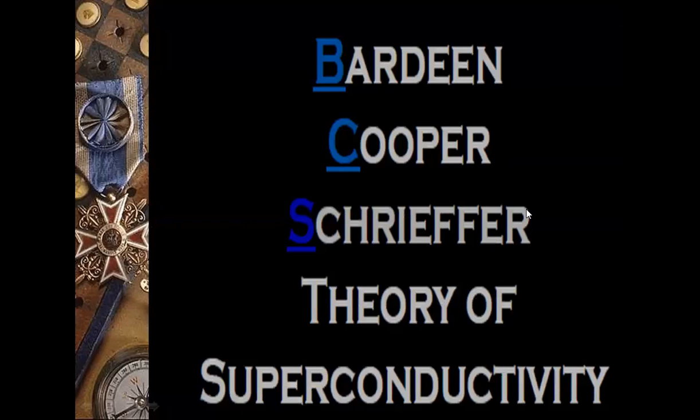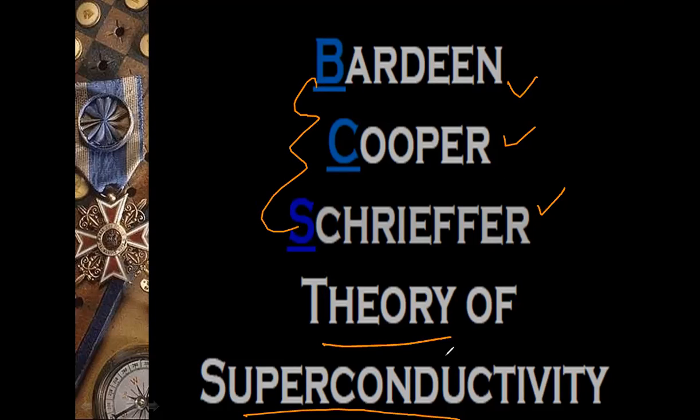So the last topic of this is BCS theory. What is BCS? BCS theory of superconductivity. What is the B? Bardeen, Cooper, Schrieffer. BCS theory. These three scientists worked together and produced these Cooper pairs. We call them Cooper pairs.